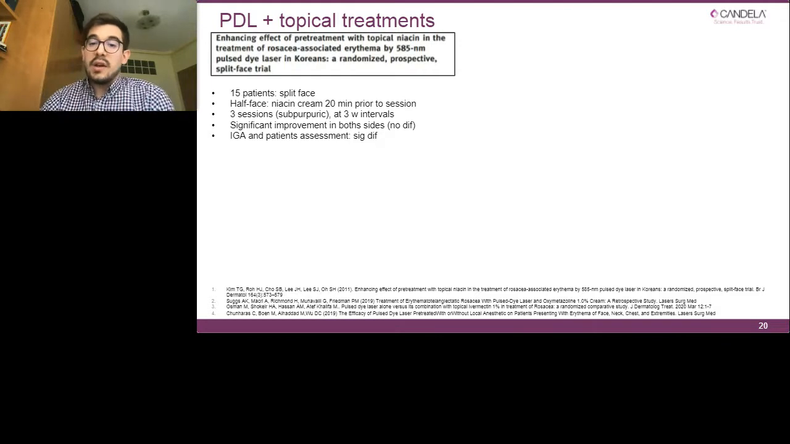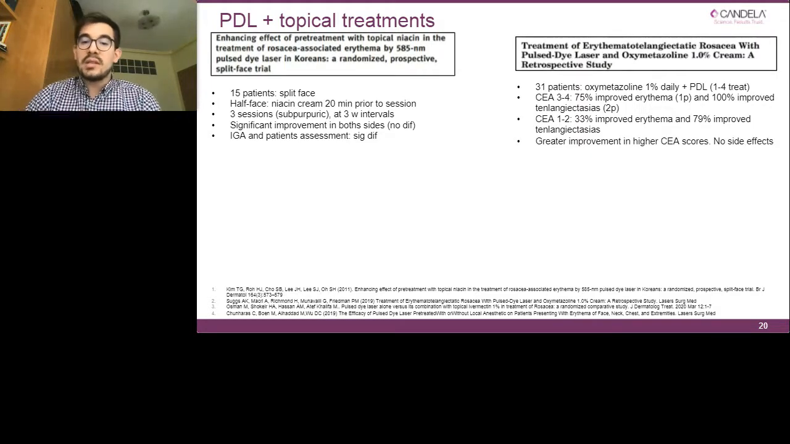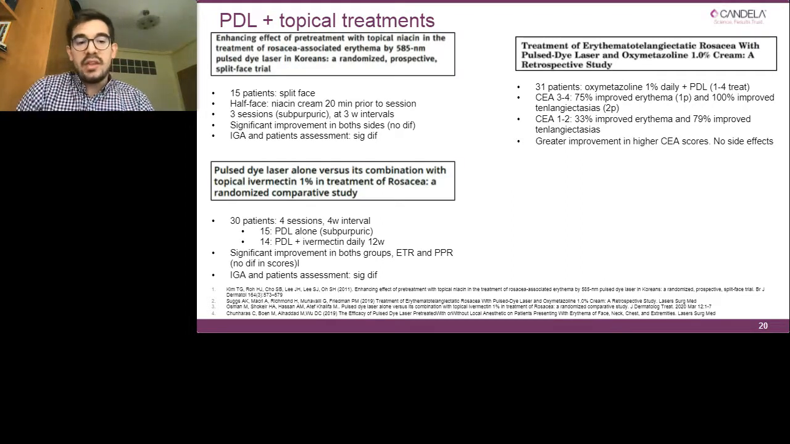You can see the same with this other article, which includes 31 patients treated with PDL plus oxymetazoline cream, and they see that almost 85% of the patients get an improvement of the erythema and the telangiectasia, also based on the degree of severity of the erythema. But greater improvement is seen when the erythema is high, when the CEE scores, the general erythema scores, are higher. Also, you can use ivermectin to treat both erythematotelangiectatic rosacea and papulopustular rosacea. This article includes 30 patients.